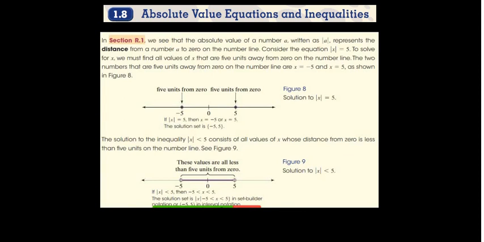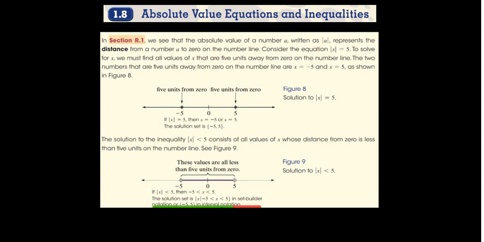Okay, so let's go ahead and look at this. The absolute value of x equal to 5. What this is saying is that the value of x, some unknown, is 5 units away from 0. Therefore, it could be either positive 5 on the number line or negative 5 on the number line.